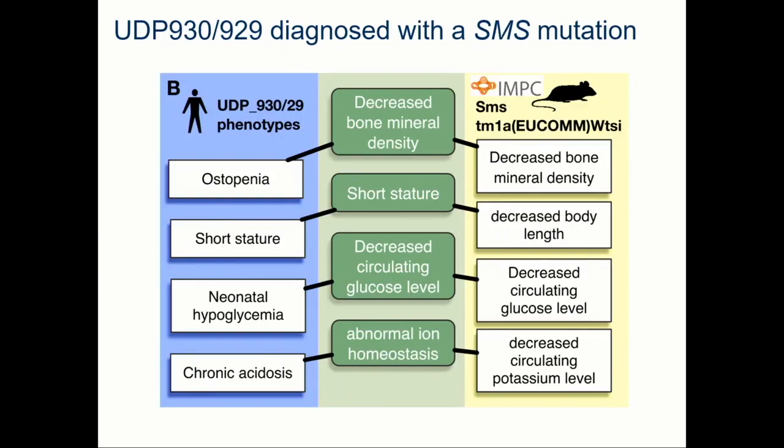Just to show you a couple of examples, this is a collaboration we had with the Undiagnosed Diseases Program, where we were running Exomiser on their cases. This was a previously solved case from the UDP, and these are the patient phenotypes: osteopenia, short stature, hyperglycemia, and acidosis. We found that a variant in the SMS gene was the top hit by Exomiser because, first of all, it's shown to be rare and pathogenic, but also the phenotypes were very similar to the patient phenotypes when Exomiser automatically looked at the IMPC phenotypes. We have decreased bone mineral density matching osteopenia, decreased body length matching short stature, and the same sort of glucose phenotypes.